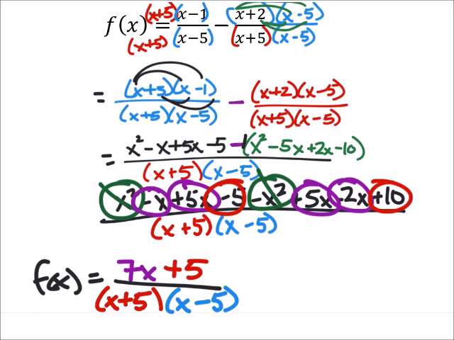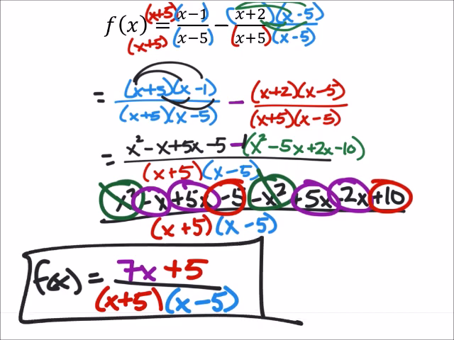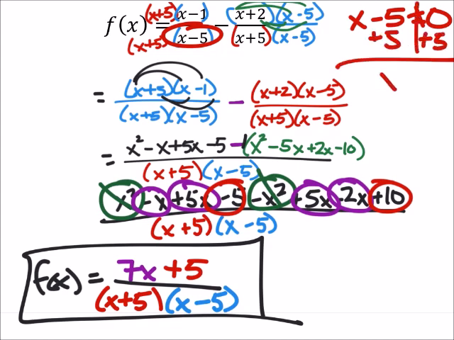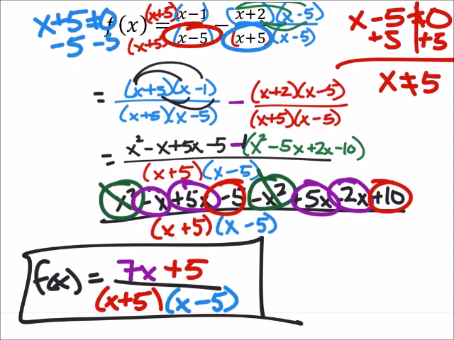Now the last thing we should do is find restrictions on the domain. So in the beginning we had x minus 5. And we know that can't equal zero, so adding five to both sides, we see that x can't equal five. But then we also have this x plus five. So x plus five also cannot equal zero, subtracting five from both sides. And x cannot equal negative five either.